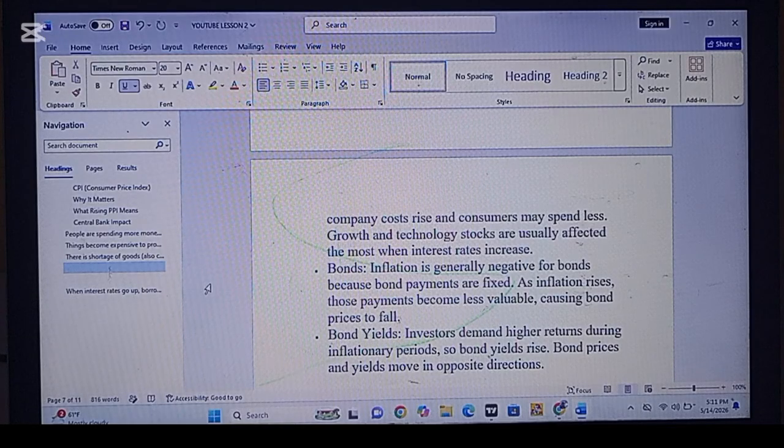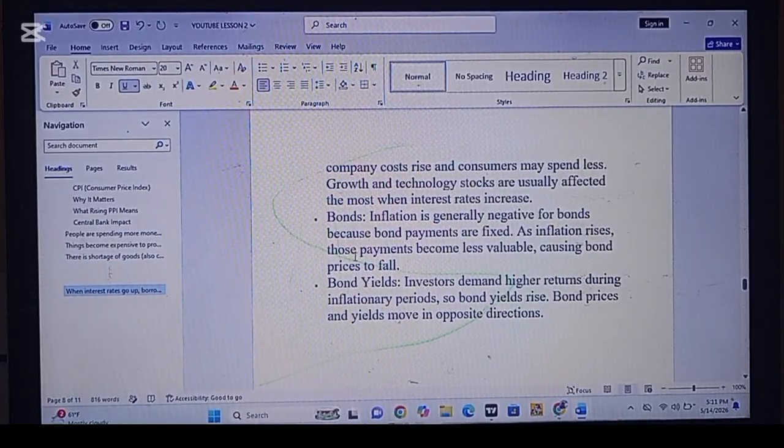And remember, these are company stocks. They must make a profit, you know. So in most cases, when there's high inflation, stocks do not do so well because of the interest rates that the central banks often impose. But when it comes to bonds, it is actually the opposite. Inflation is generally negative for bonds because bond payments are fixed. As inflation rises, these payments become less valuable, causing bond prices to fall.